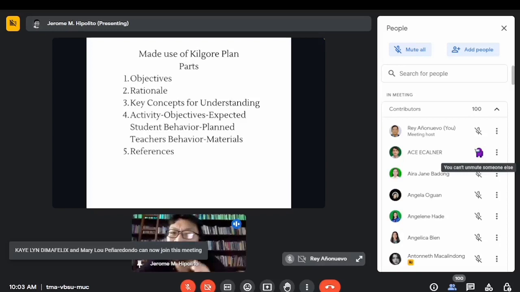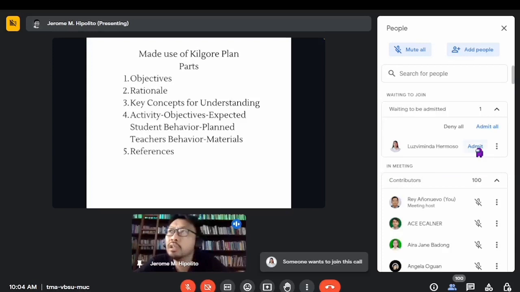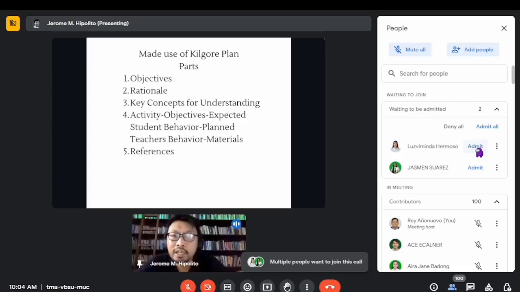So ano yung parts ng Kilgore method? You start with your instruction with objective, and then the rationale, a statement highlighting the importance of the topic and why it is important to learn, and also the notes needed by learners to learn the topic better, whether a literary piece, a cultural treasure, or a significant cultural item. Third is the key concept for understanding. It's a short paragraph explaining the concept that the student should know prior to the discussion.